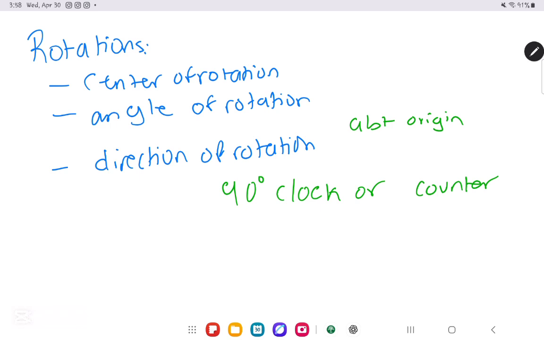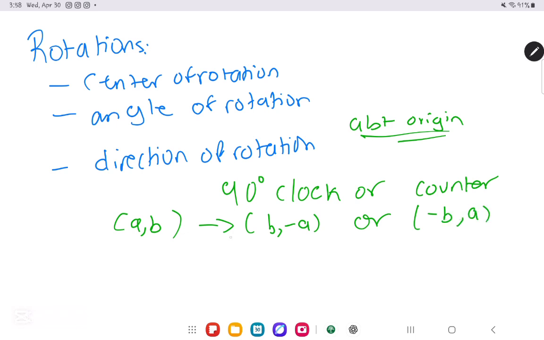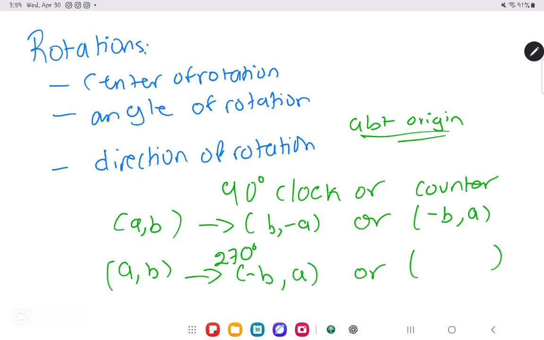So if it's 90 degrees clockwise, then AB will become B minus A. Or if it is 90 degrees counterclockwise, about the origin of course, then AB is going to become minus B A. If we're dealing with 270 degrees, moving clockwise, AB will become minus B A. Or if it's moving counterclockwise, it will become B A. Now, very simply, for 180 degrees about the origin, there's no direction to worry about, so you take AB and it will become, very simply, minus A minus B.